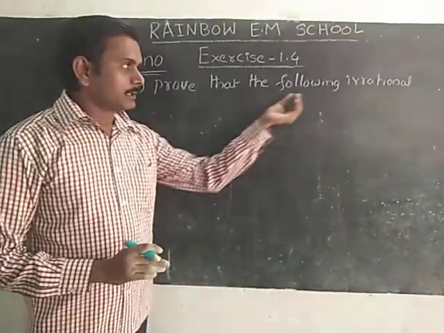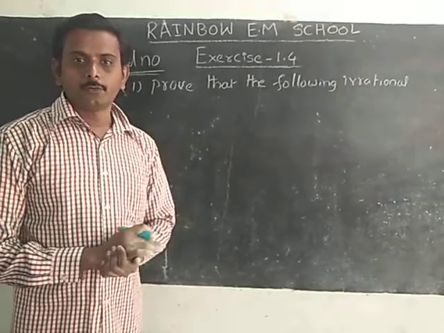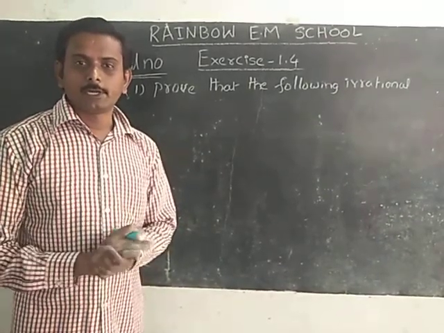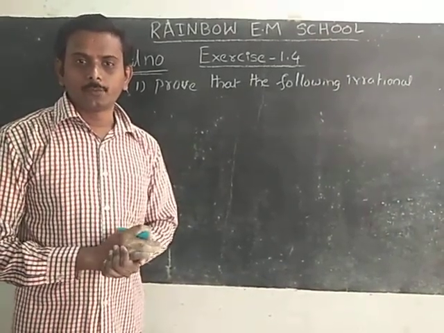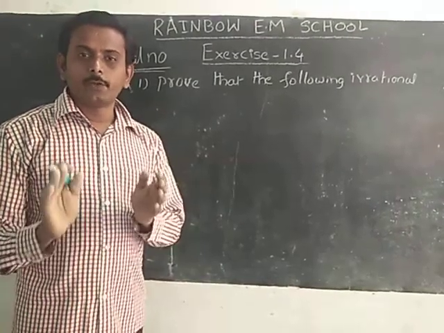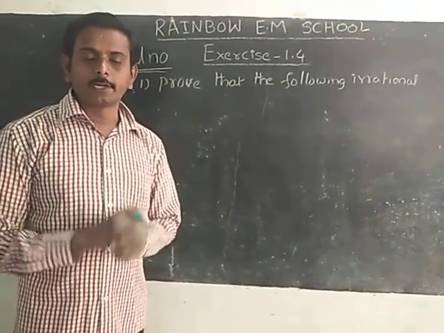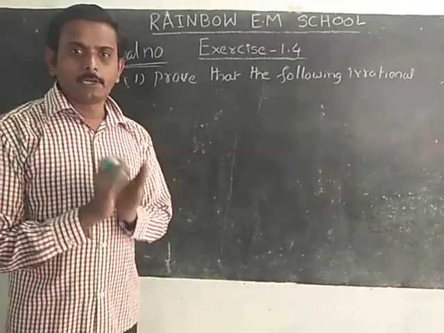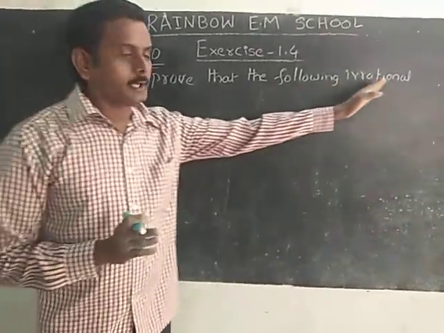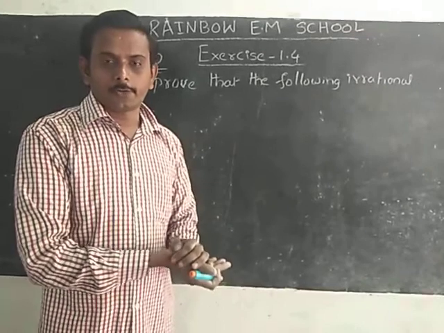To prove irrational numbers, we have to follow one method. That method is called proof by contradiction. Here we have to understand the word contradiction first. What is contradiction? We have to prove an irrational number, so we have to take the opposite of irrational first.